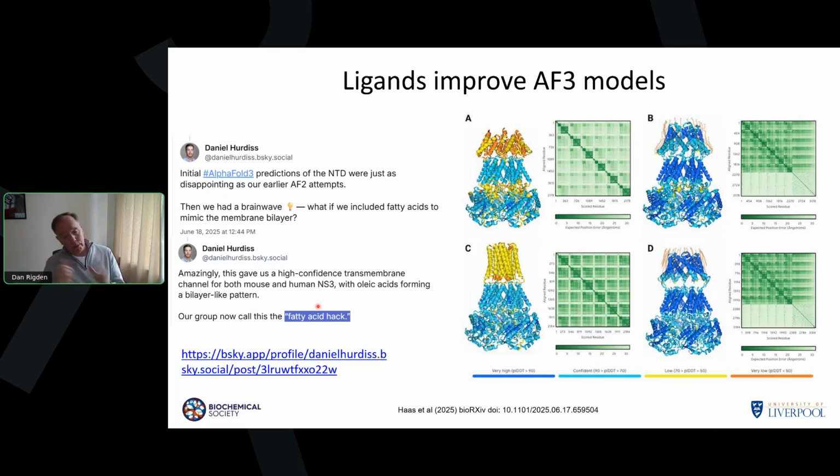So if you're modeling a calcium-binding protein, you want to stick a calcium in there. It will immediately make the model much more confident.